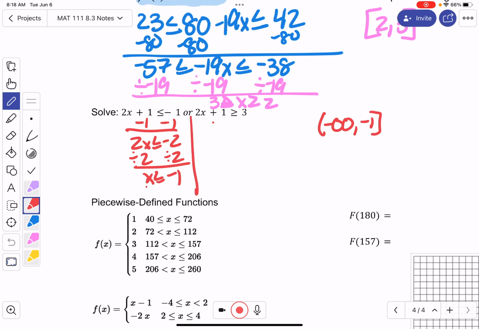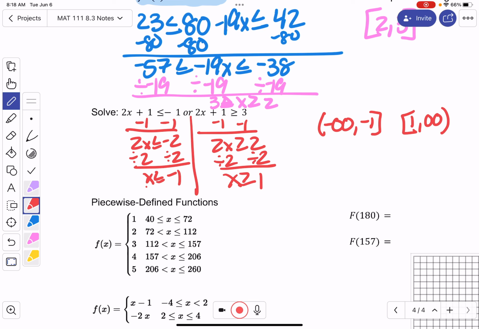Then we do the other one. Subtract 1 from both sides. 2x is greater than or equal to 2. Divide by 2. We get x is greater than or equal to 1. So as interval notation, that's 1 to infinity, or is a U. So that's how we write it.